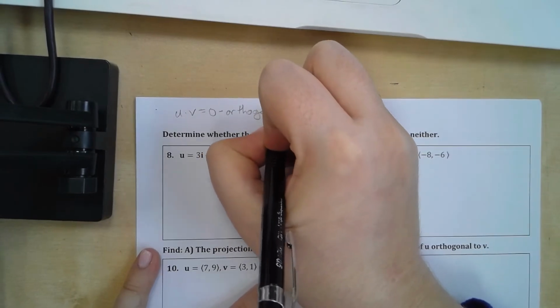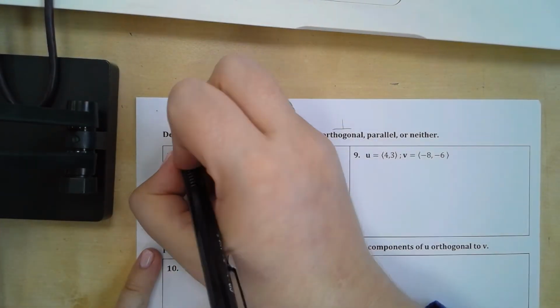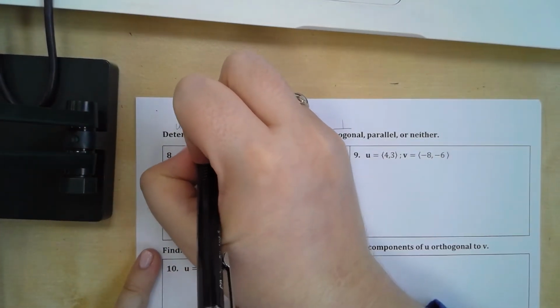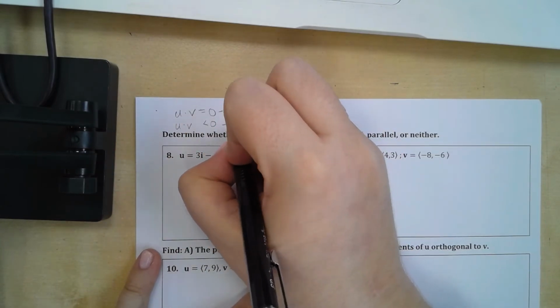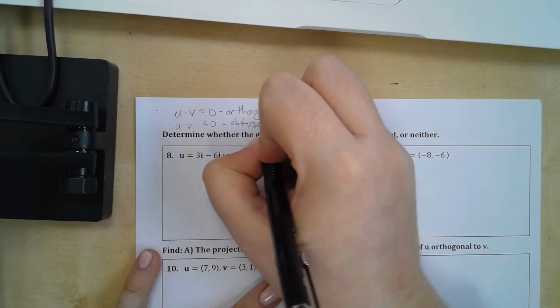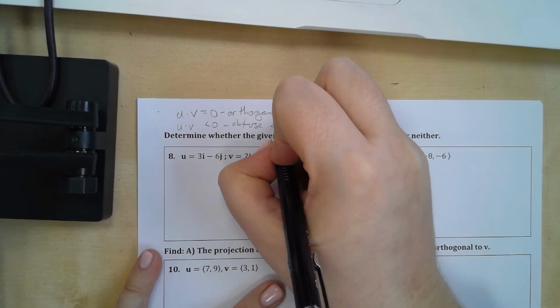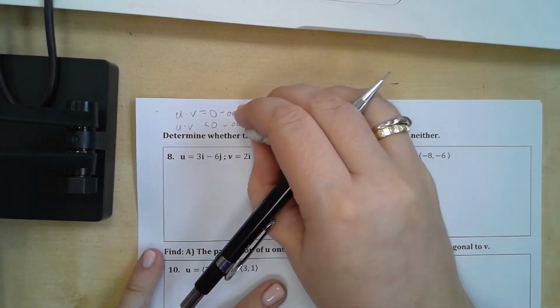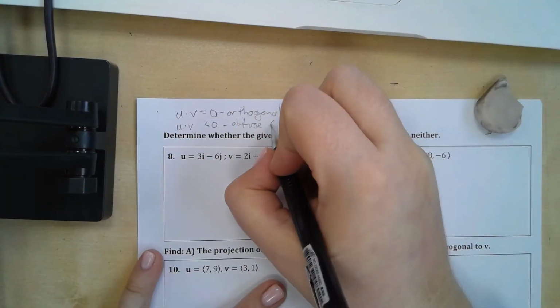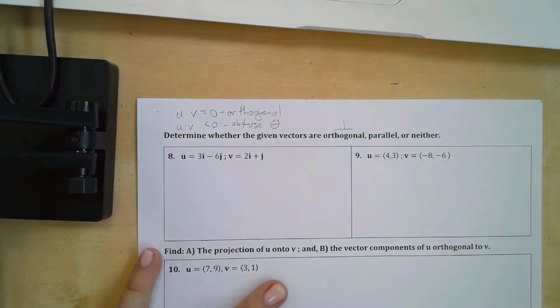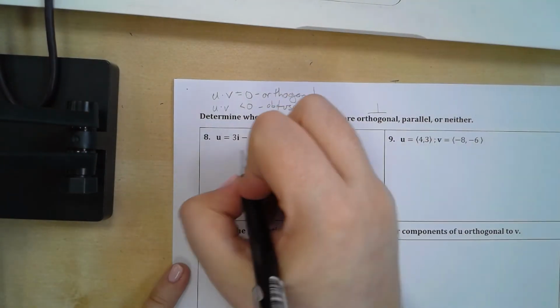Orthogonal. And just as a point of information, when the dot product of u and v is less than 0, we know that we have an obtuse angle, an obtuse theta. That's just a point of information for you. Now, let's do 8 here.